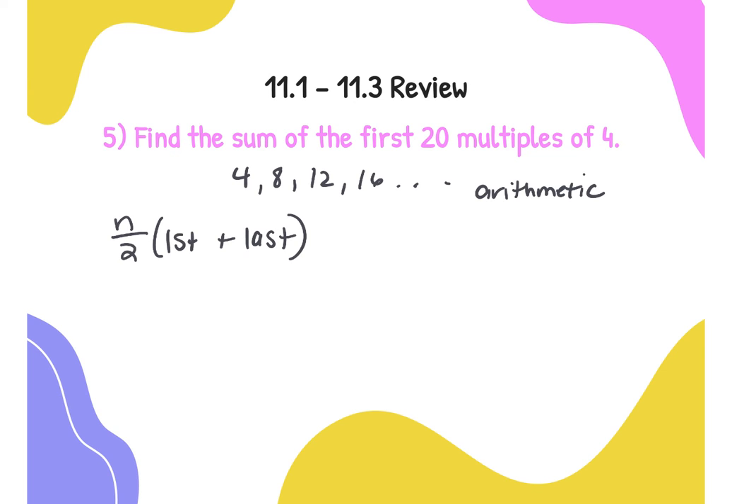You way overthought it, right? How many terms are there in the first 20 multiples of 4? 20. The last is 80. Yeah. The first multiple of 4 is 4. The 20th multiple of 4 is 80.